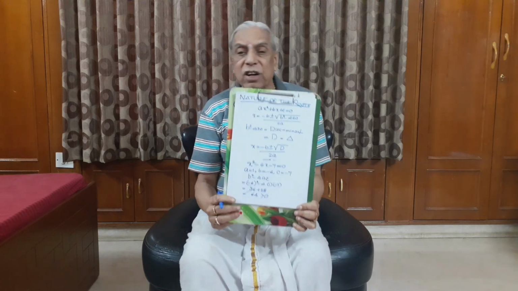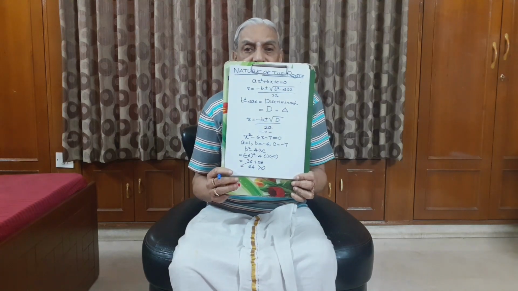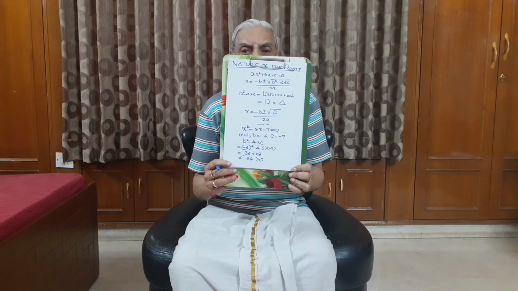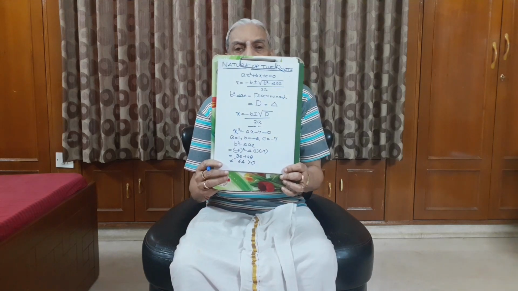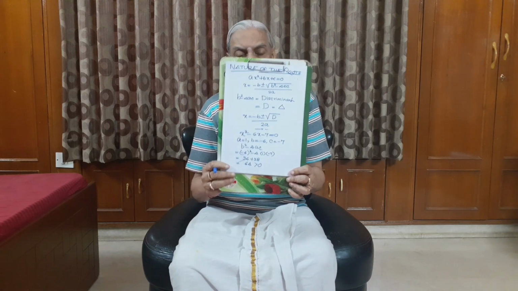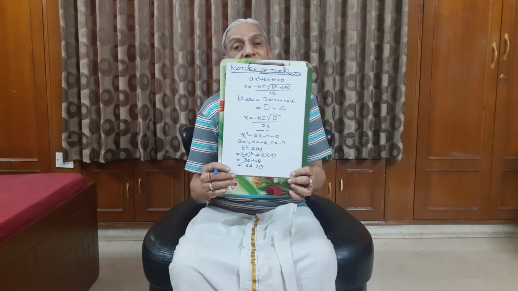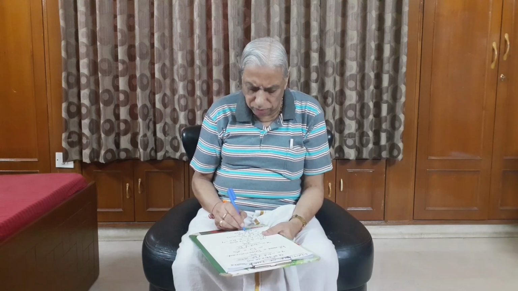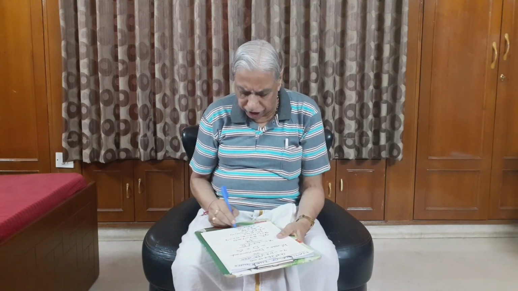So I am thinking of the first condition. If the value of b square minus 4ac is greater than 0, please understand, what is the nature of the roots? The roots are, see that, real roots. They are real roots and they are distinct roots.